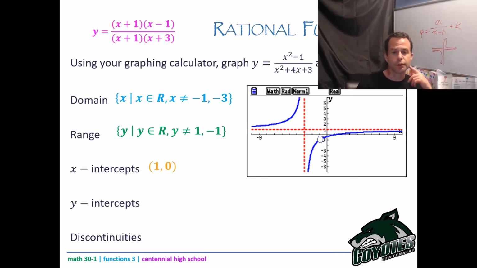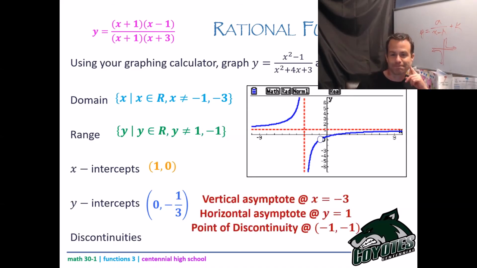X-intercept is 1, 0. Y-intercept is 0, -1/3. And for discontinuities, there are three things I need to say. I need to say a vertical asymptote at x equals -3, a point of discontinuity at -1, -1, sorry, and a horizontal asymptote at y equals 1.